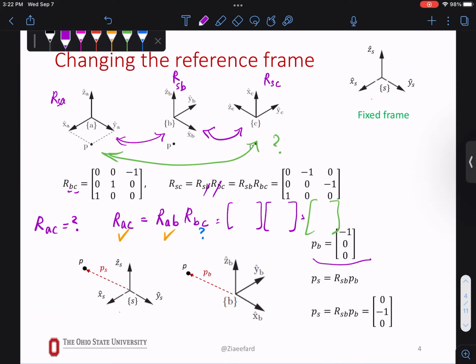So let's say we have the position. PS is going to be 0, 1, 0, whatever that is. So you can find that relationship, right? I'm assuming that you can do that. R_SV times negative 0, negative 1, 0, 0.